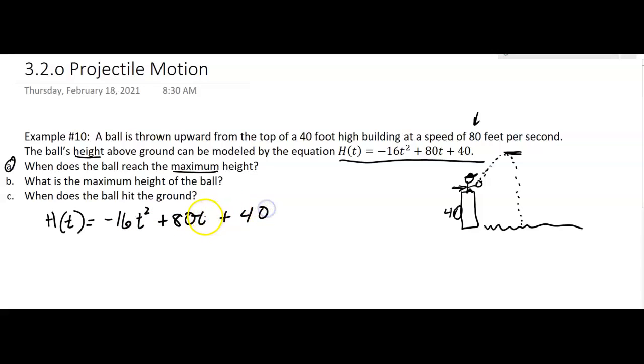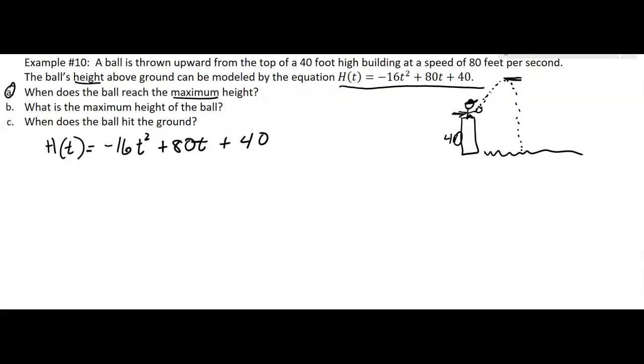I was thinking 16 goes into all of them, but 16 doesn't go into 40. So, okay. Well, we want to find the vertex. So let's find h for the vertex. h is going to be the opposite of b over 2a. So in our case, the opposite of 80 over 2 times negative 16. Now, I believe 16 goes into 80 5 times. So I'm going to simplify this to be 5 over 2. Yeah, it goes in 5 times.